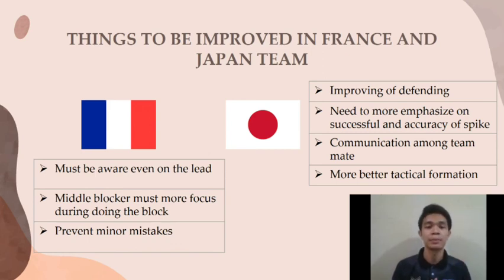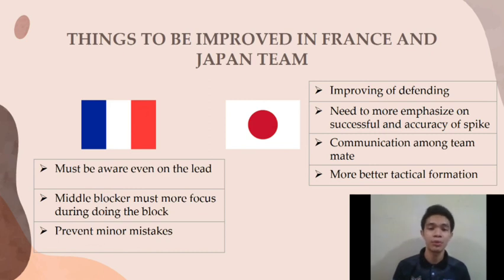For the Japan team, they need to improve their defending. During the first set, the Japan defense is not so good, and because of that, they lost the set. They also need to put more emphasis on success and accuracy while attacking. Good attacking is important for any team to make sure they win the game.